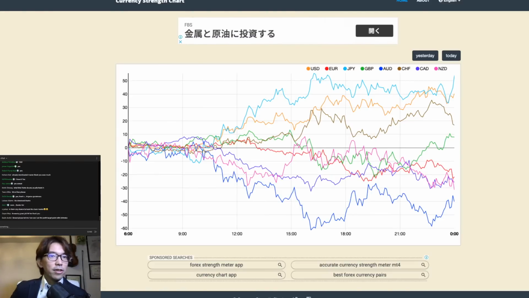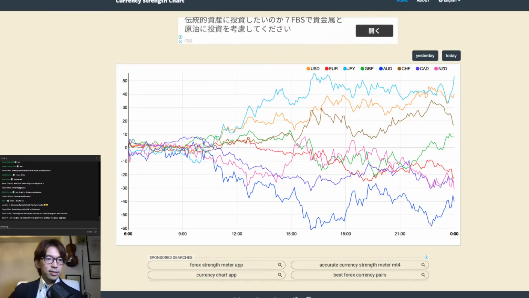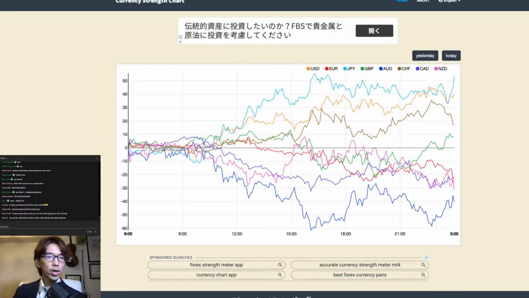Does Ichimoku include reversal price action? Yeah, it does. It does. All right. During the training, do we go more in depth in entry and exit? Yes, of course. Yes, of course.